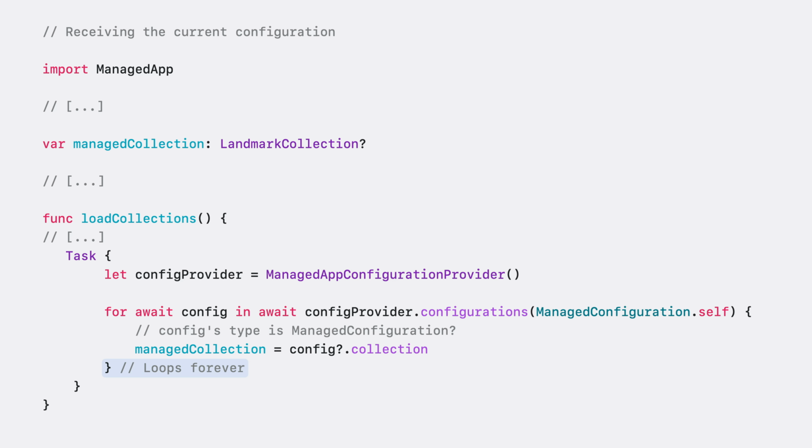Where should we start this task? It can potentially live anywhere in your application. Typically, it's in a method early on in the launch path of your app. For the Landmarks app, we'll incorporate it into model data's load collections method. Collections are loaded very shortly after launching the app. We add the managed collection to the view, and we're done.